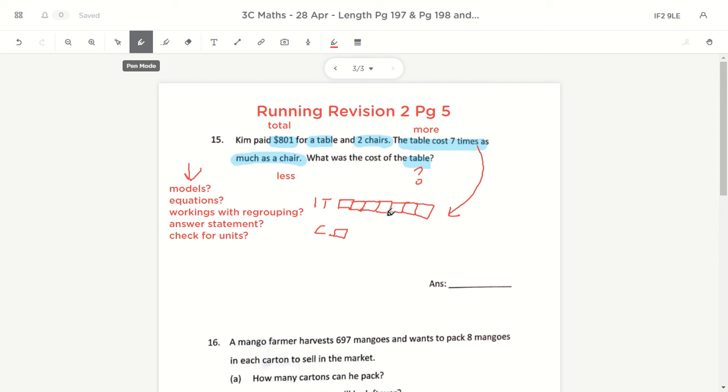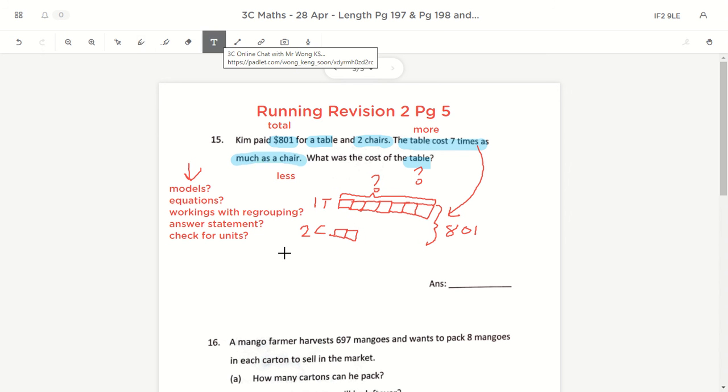Okay, so the table is 7 times as much as a chair, but I buy two chairs. So if one chair is 1 unit, two chairs will be 2 units, and the total will be $801. What you want to find is the table over here. You realize all these boxes are equal units. All of them are the same units. 7 times for the table versus 1 unit for one chair, but I have two chairs, that's why it's 2 units. So all these boxes are the same size, the same unit.